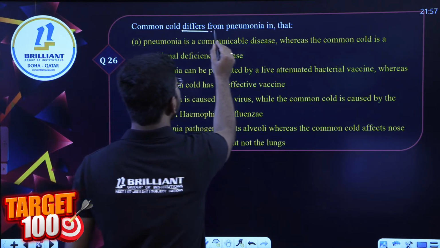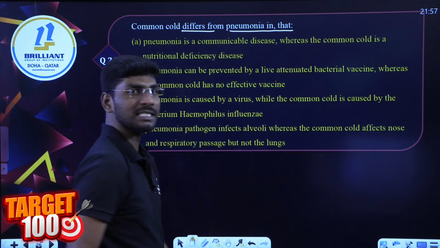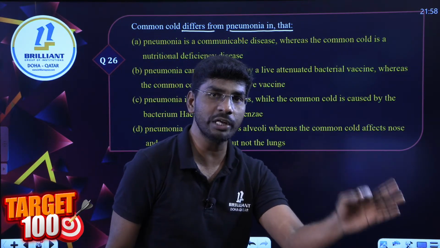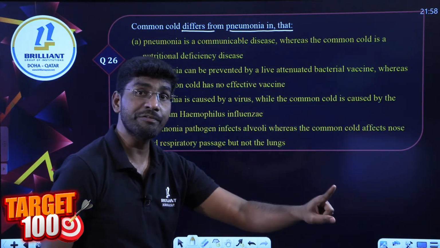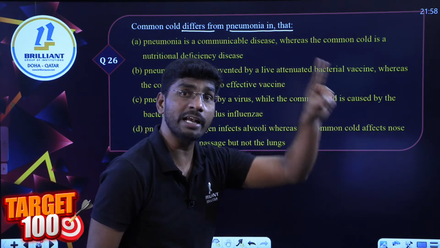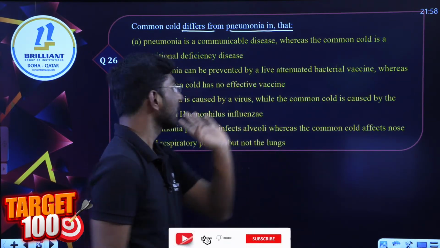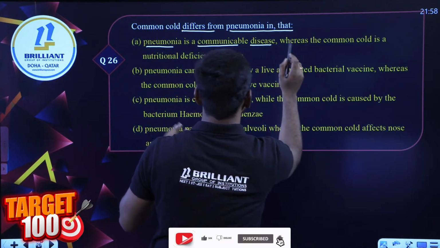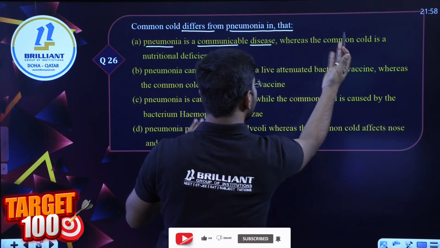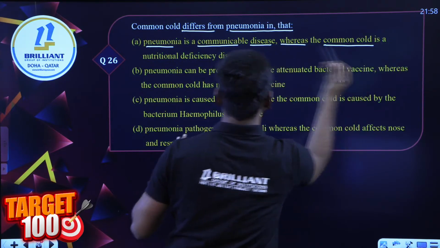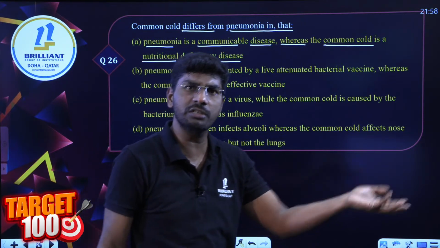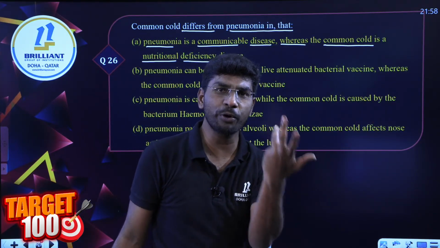How does the common cold differ from pneumonia? The last line of the pneumonia definition in the density, if you read it, you will easily answer. What is the difference? Pneumonia is a communicable, contagious, infectious disease, whereas the common cold is a nutritional deficiency. Which vitamin deficiency? Which protein deficiency?